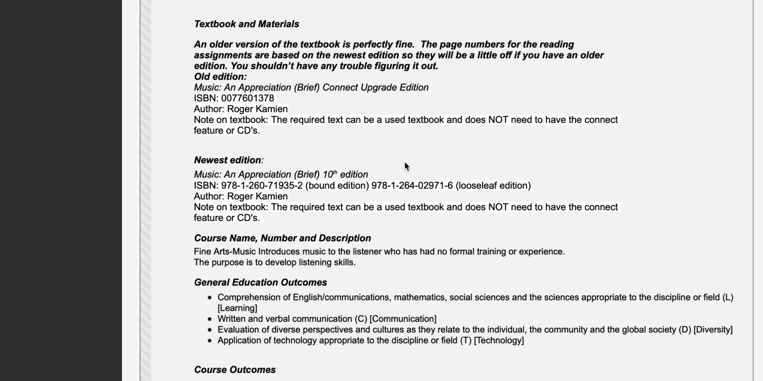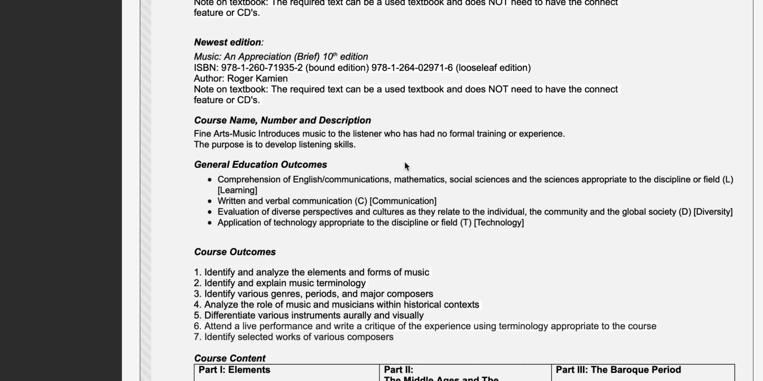First thing I wanted to mention was the textbook. You will need the textbook. However, an older version should be fine. You do not need the Connect feature. You just need the book itself, and you can get it on Amazon or whatever. But you will need it. If you have an older version of the book, it shouldn't be that big of a deal. Some of the pages might be off, but the content is probably pretty much the same, and I don't think you'll have a problem figuring out what page you need to read.